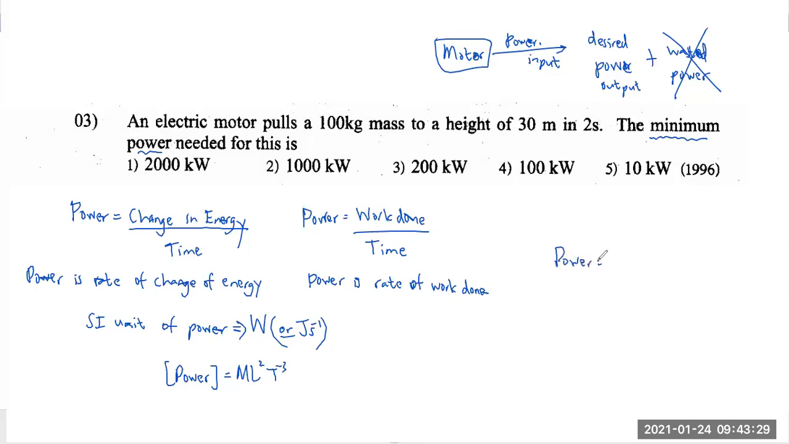Now you can see the equation for power. Power is equal to change in energy divided by time. And what is the change in energy in this case? A mass is lifted, so there will be a potential energy change, mgh over time. For mass, you can put 100. For g, you can put 10. For height, you can put 30, divided by 2 seconds. When you do that, you will be getting, I think, 100.